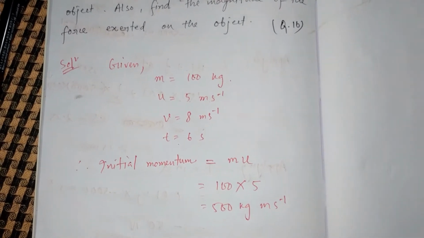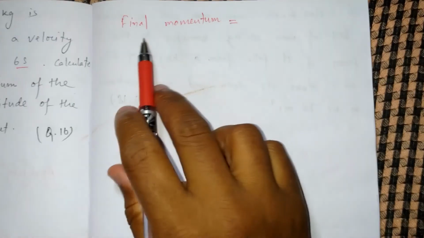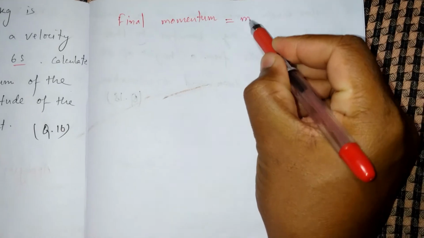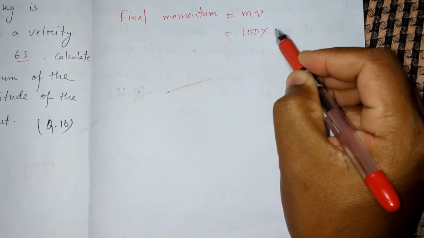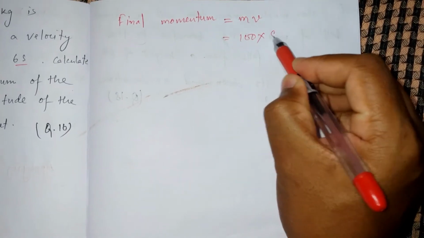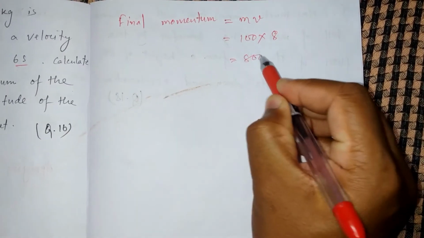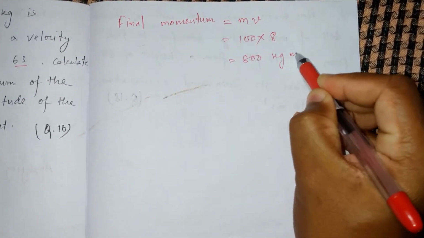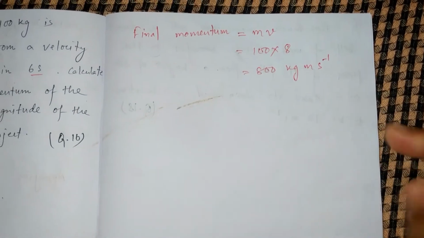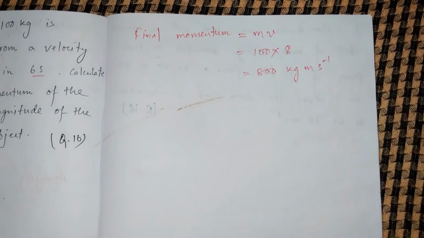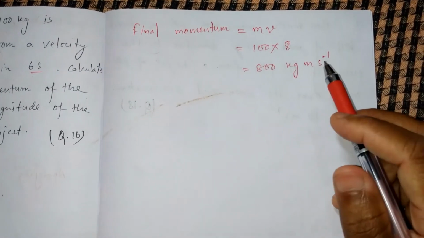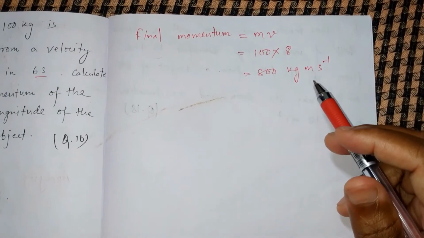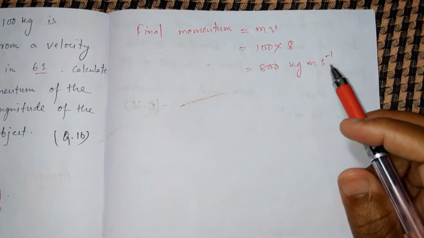What will be the final momentum? So the formula for final momentum will be mv. m is 100 and the final velocity is 8. It is 800 kilogram meter per second. By this way we have completed the solution for finding the initial momentum and the final momentum. Now we'll proceed towards finding the force.